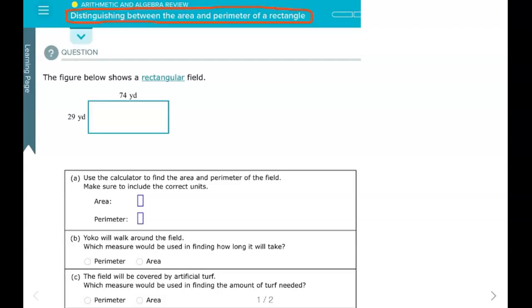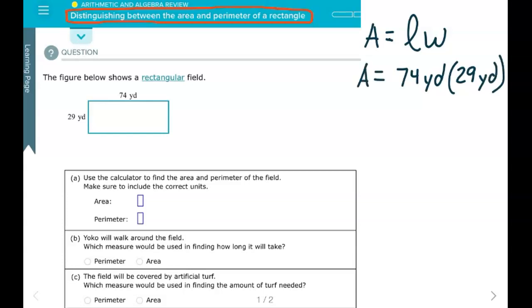All right, mathematicians, we are distinguishing between the area and perimeter of a rectangle. Now, the area of a rectangle is found by doing length times width. Just multiply your two dimensions. In this case, 74 yards times 29 yards.